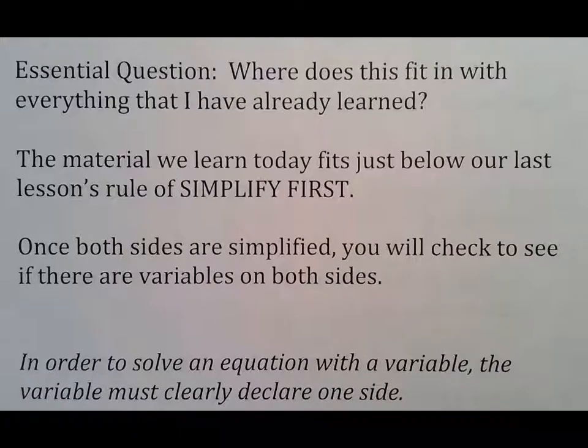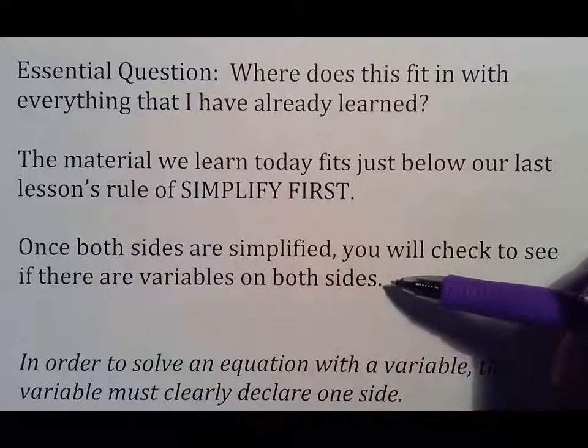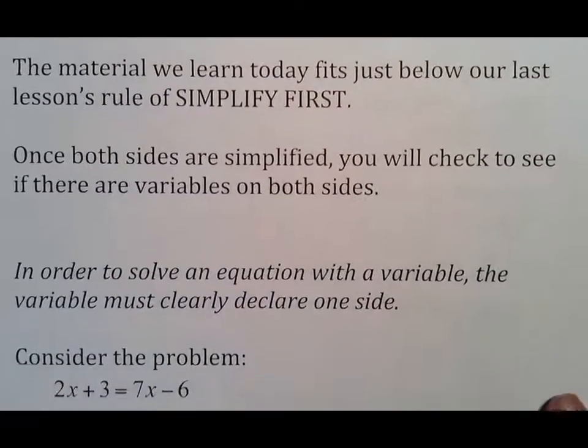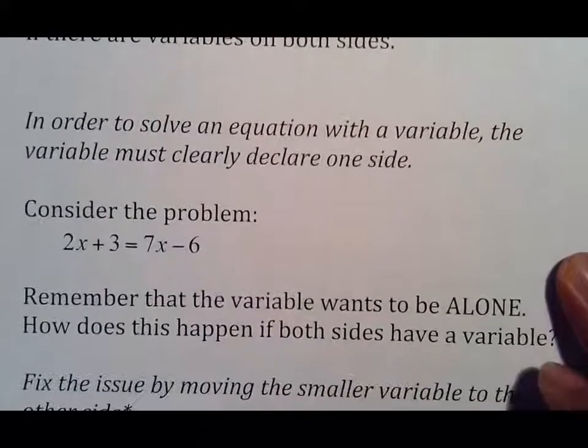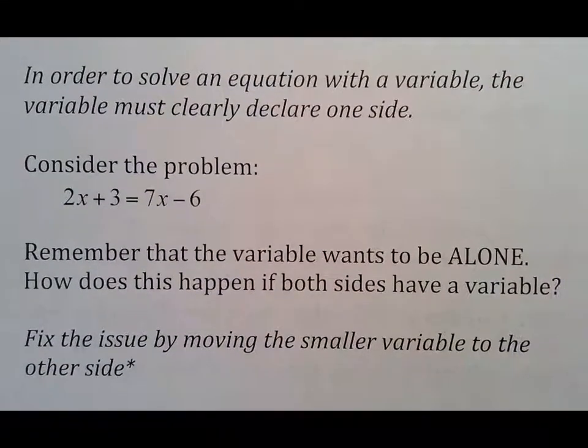So where does this fit in with everything you've already learned? The material we learned today fits just below our last lesson's rule of simplify first. Once both sides are simplified, you then check to see if variables are on both sides. So you still simplify first, but you want to check to see if this is going on, because if that's the case, there is something else to do. In order to solve an equation with a variable on both sides, the variable must clearly declare one side.